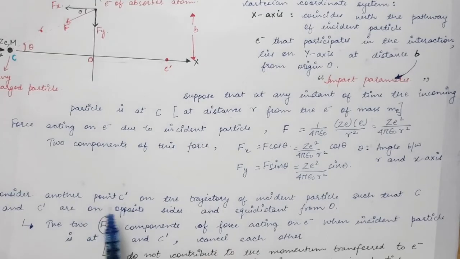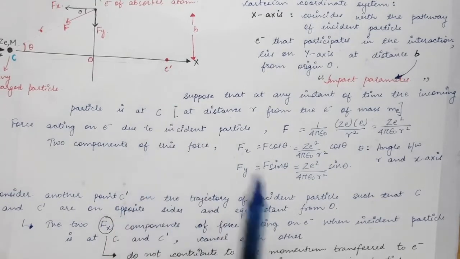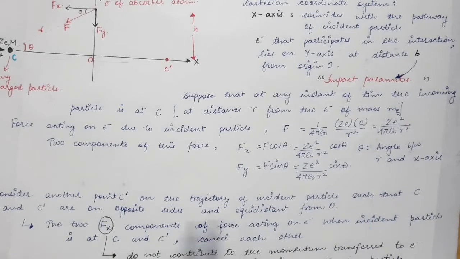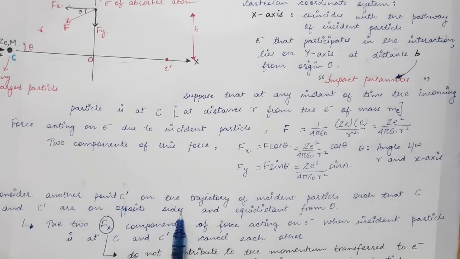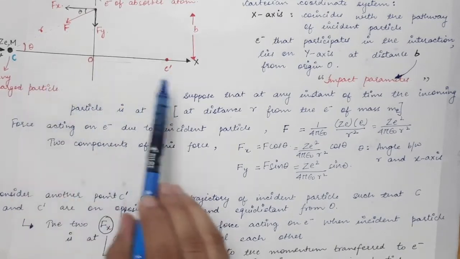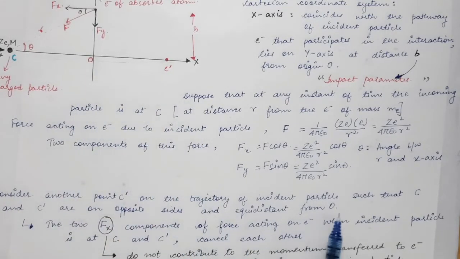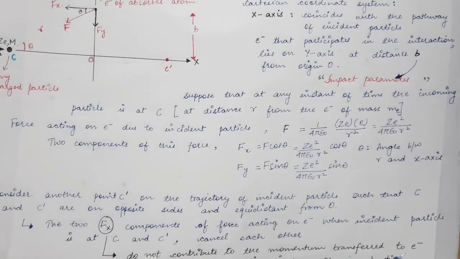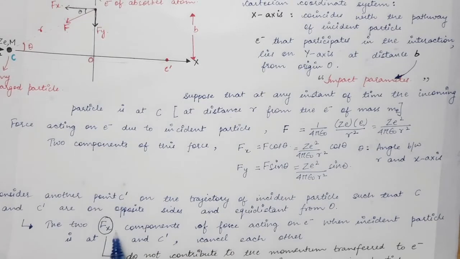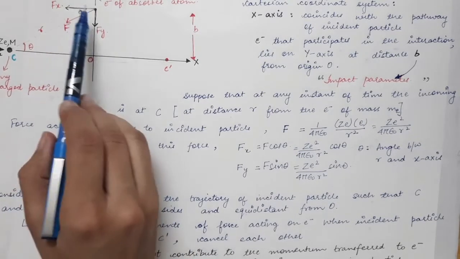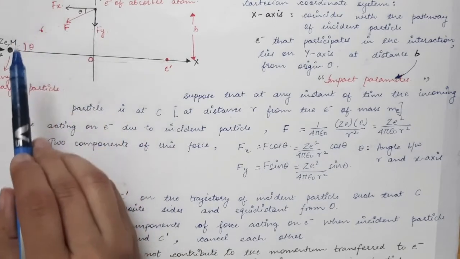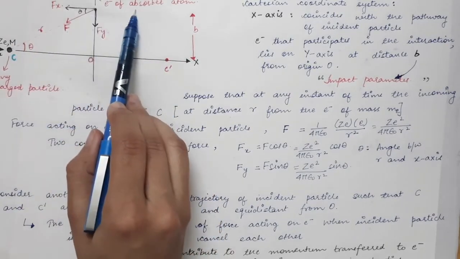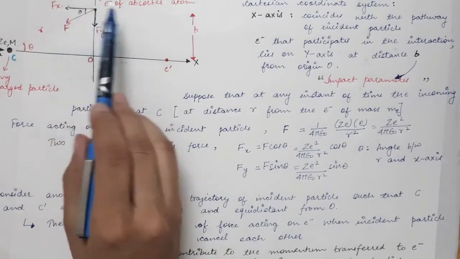Now we consider another point C prime on the trajectory of the incident particle such that C and C prime are on opposite sides and equidistant from O. So they are at equal distance from the origin of the coordinate system. Now the two Fx components of the force: one is this Fx component, and when the charged particle reaches this point C prime, there will be another Fx component, and they both will be opposite to each other.